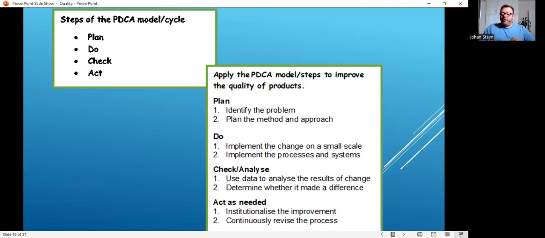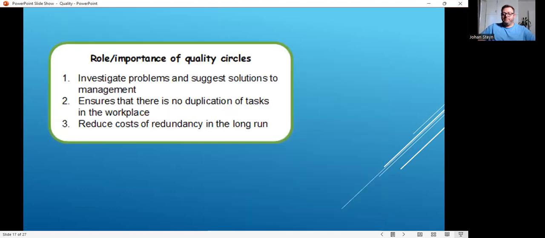Then you need to check or analyze. So that means there's standards beforehand to know that if you are doing it right or if you are doing it properly, and then act as needed. So that is plan, do, check, act. That is the PDCA model. So this works hand in hand with your total quality management.